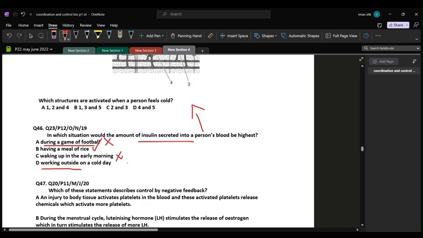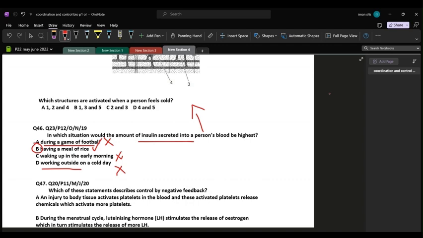Working outside on a cold day, when you're already working, you're utilizing the glucose, so there is no need for insulin production. Having a meal of rice is the right option. Why? Because rice is rich in starch, and starch is a very big molecule. It cannot be digested like that.